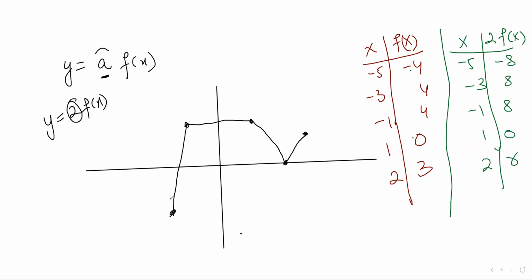So very easy. Just find x is equal to -5. f of x would be -8 somewhere over here. x is equal to -3, y will be 8 somewhere over here. x is equal to -1, y would be again 8. x is equal to positive 1, y would be 0. x is equal to positive 2, y would be 6. So the new graph is something like that.